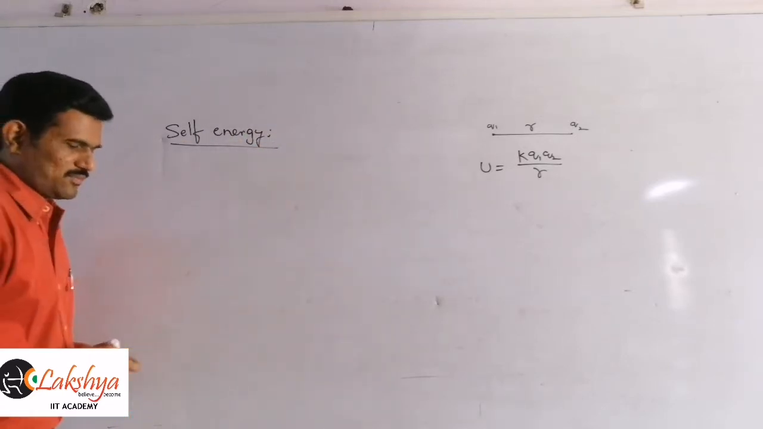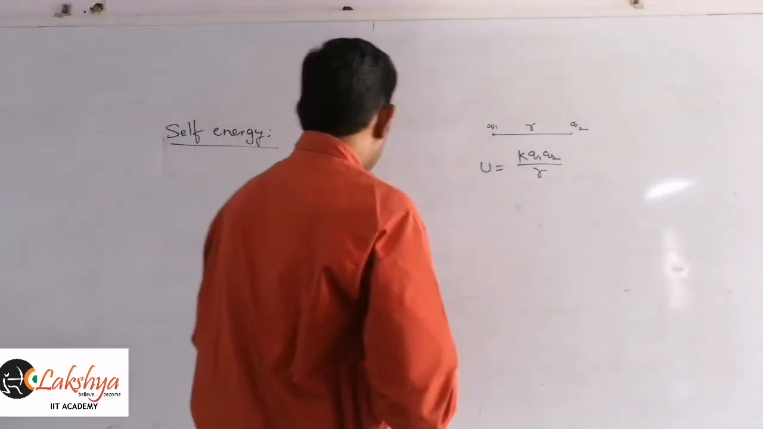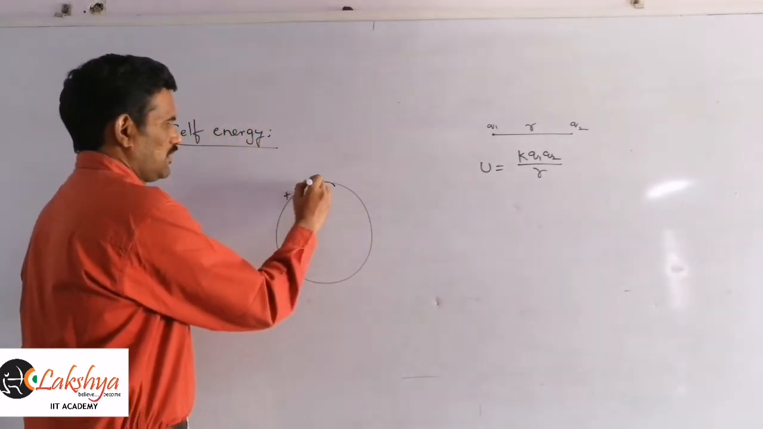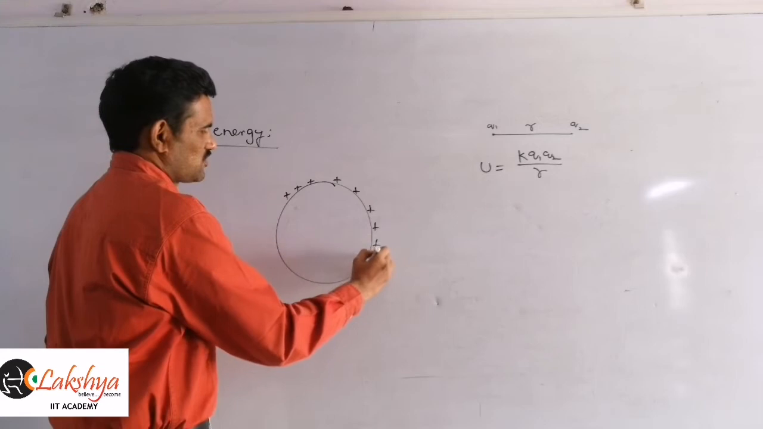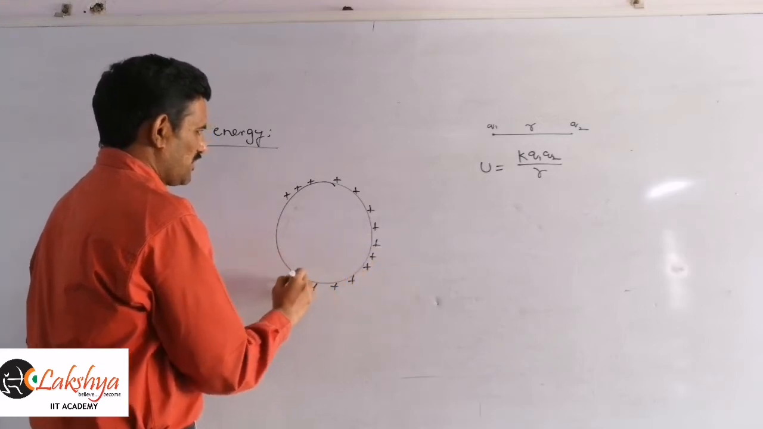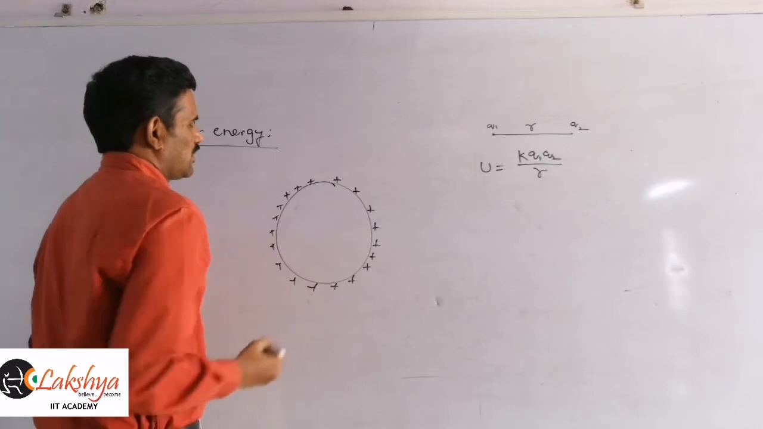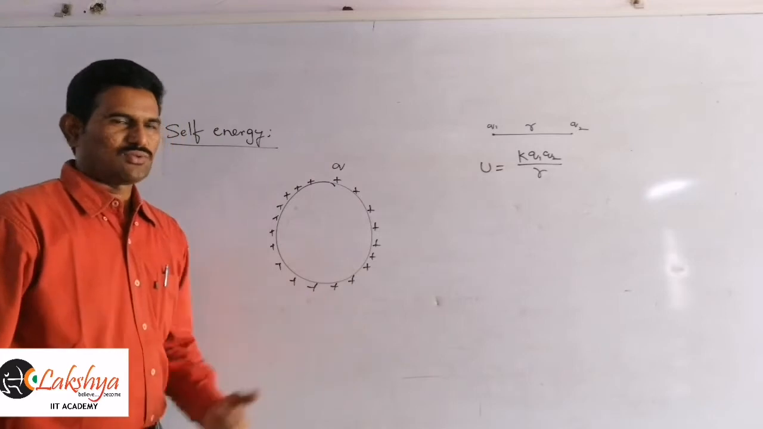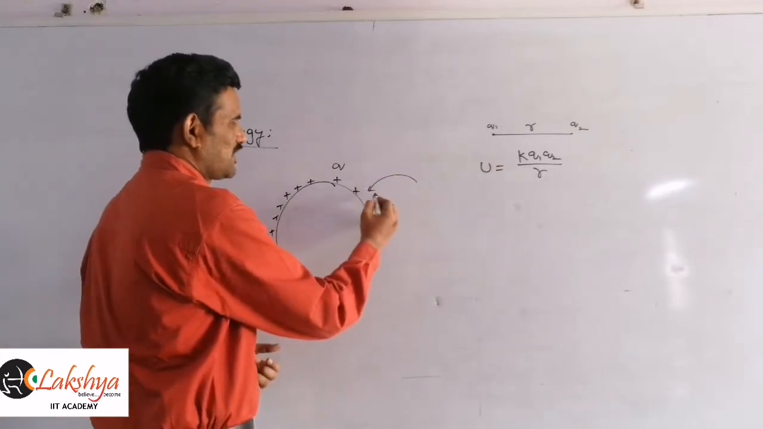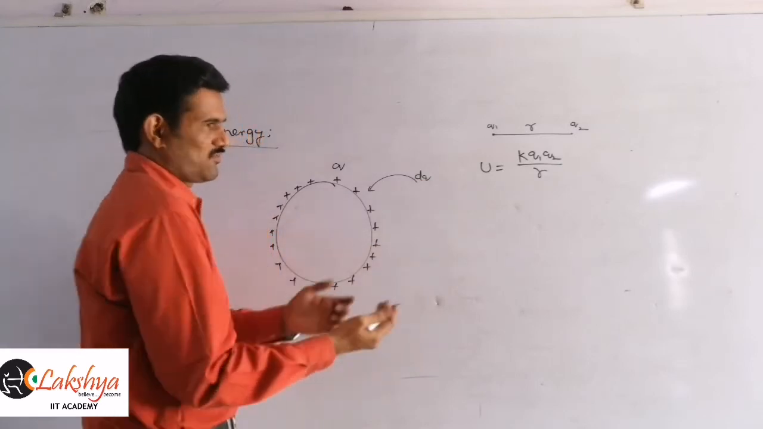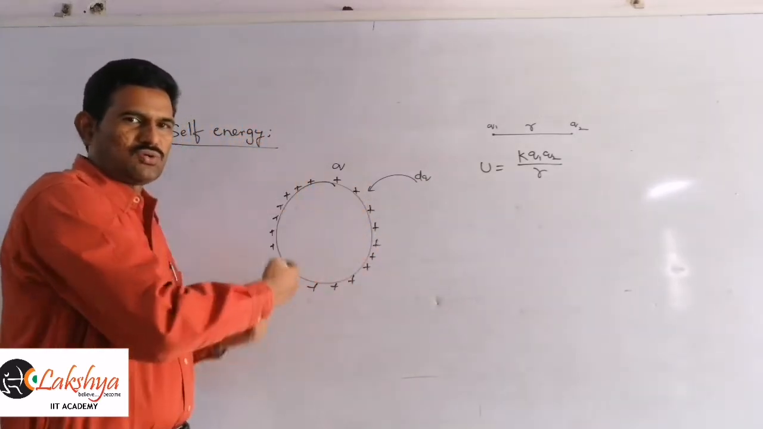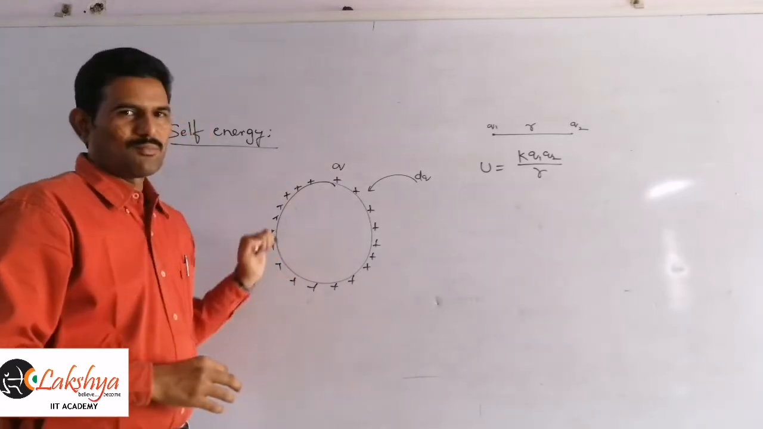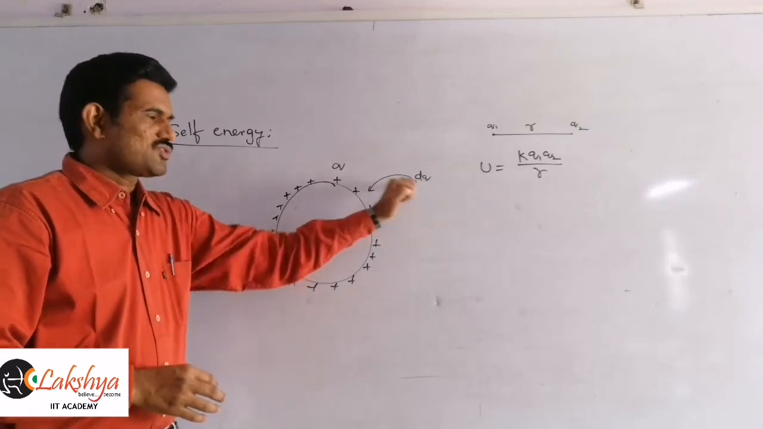So self energy we can define like this: suppose you are charging a spherical shell, giving it a certain amount of positive charge. During the charging process, at any instant, Q is the charge already given to it. Now we are increasing the charge by adding dq. From an external source we bring the dq and give it to the shell. Already there exists some positive charge, and this incoming charge is also positive.